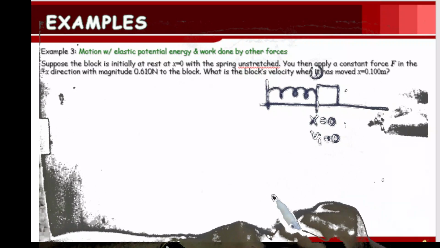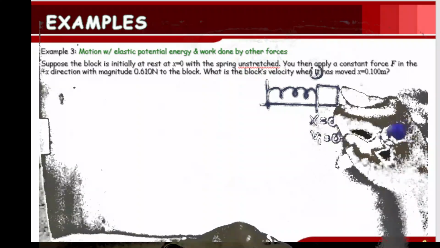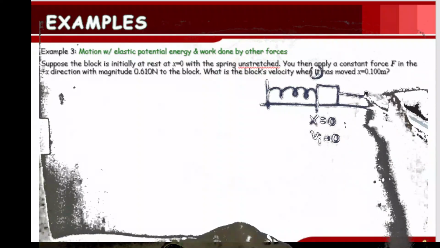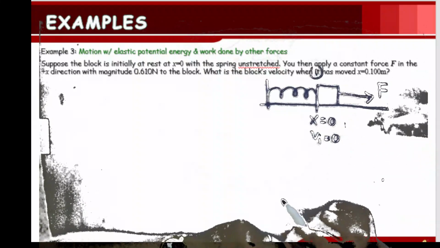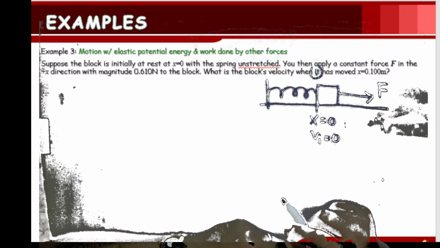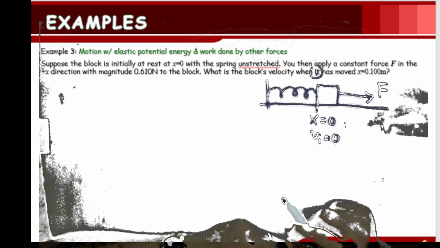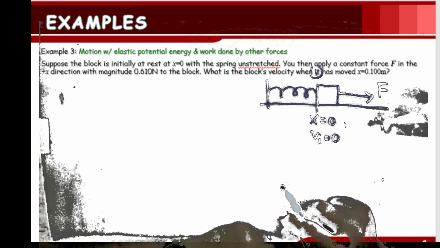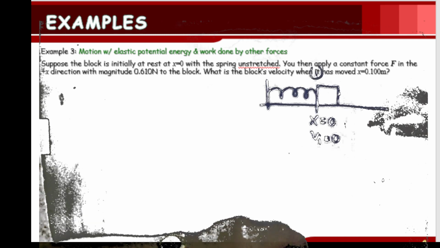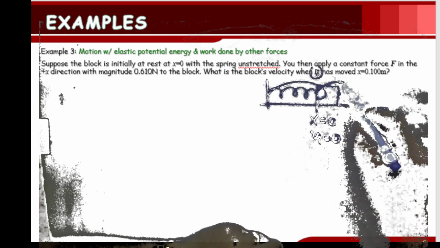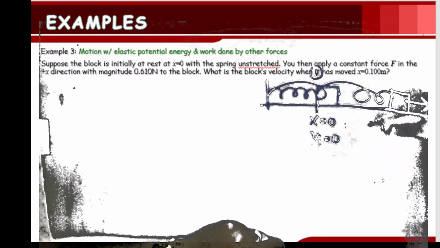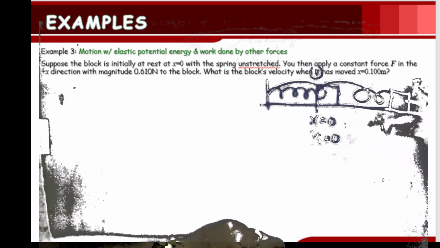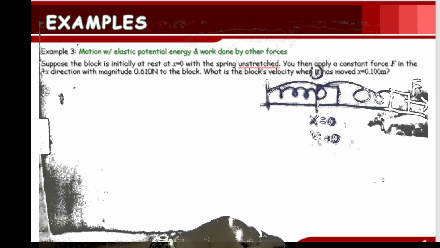You then apply a constant force. So you exert a force. That's the force exerted by your hand in this direction, on the positive x direction, with a magnitude of 0.610 Newton on the block. Since you are exerting a force, of course, the spring will be stretched as you exert a force in that direction. That's the force exerted by your hand.